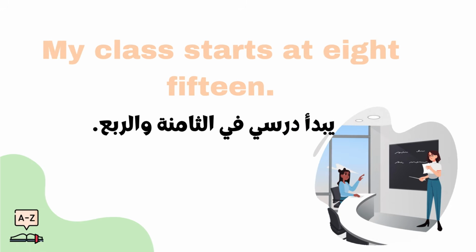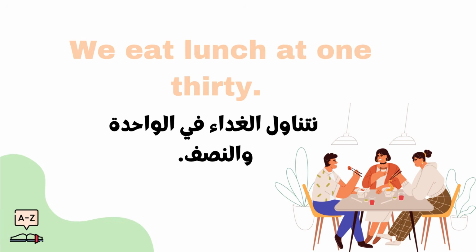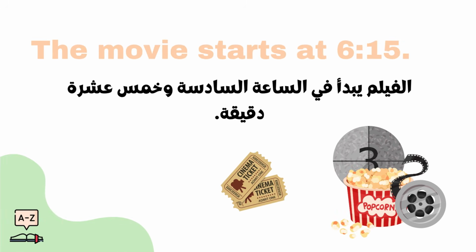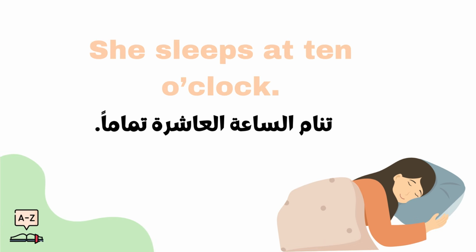Let's try another. My class starts at 8:15. We eat lunch at 1:30. Let's say you're going to the cinema. The movie starts at 6:15. Easy, right? Let's try another. Here's another useful daily sentence. She sleeps at 10 o'clock. A simple way to talk about daily routines.